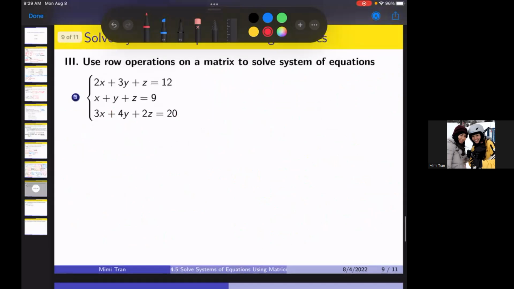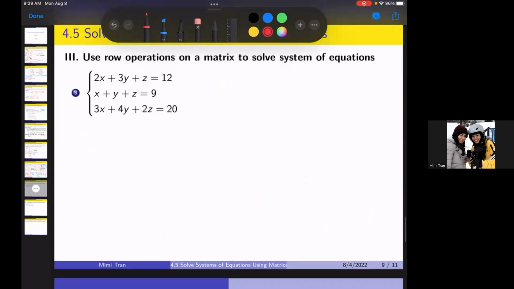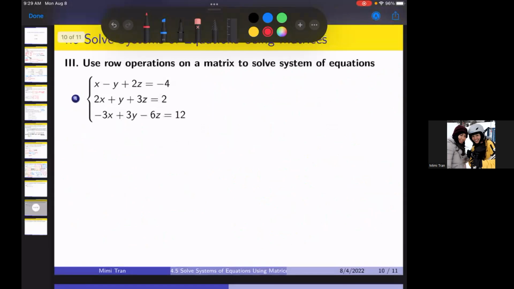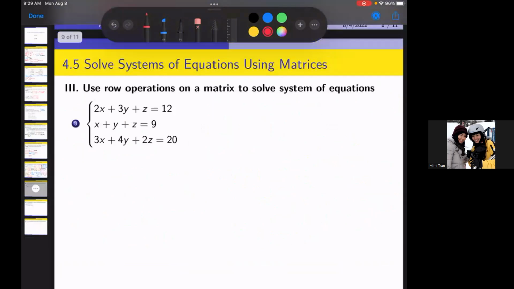All right. Why don't you try this one? I'll give you a few minutes to try this one. Let me see how many questions I have. Two more. All right. Try this one.